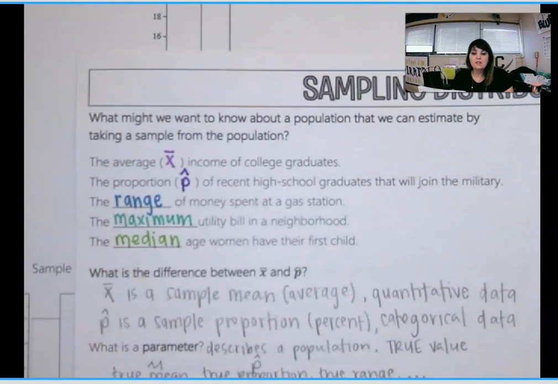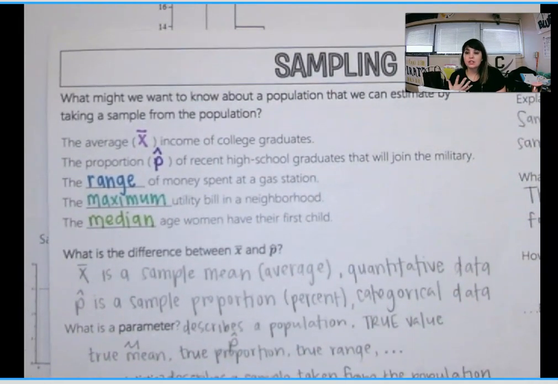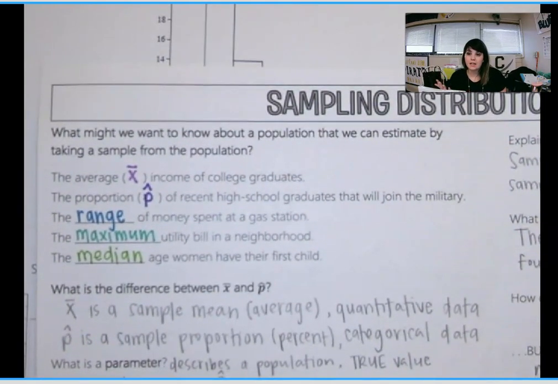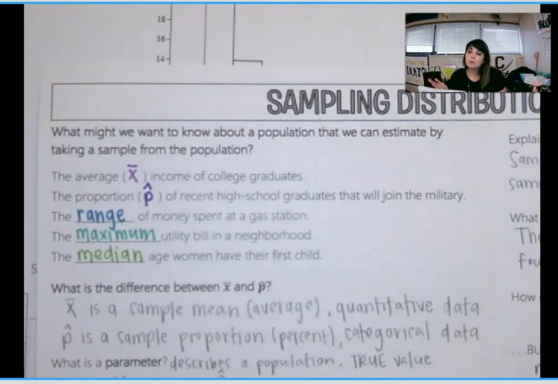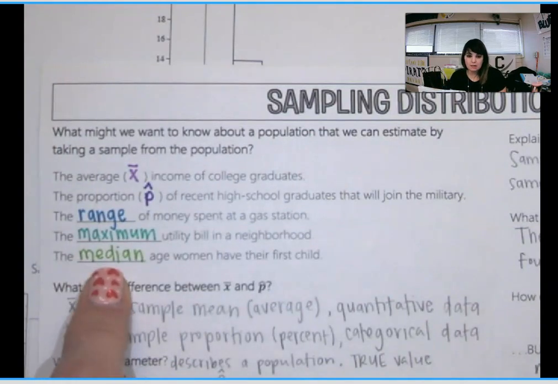Another one may be the median age women have their first child. So like many real life distributions, I would imagine that this distribution is skewed right. I bet you most people have their kids between 20 and 30, and then there are probably some outliers toward 45 and 50. So we probably wouldn't want to know the average age at which women have their first child, because we probably have high outliers and in some cases maybe even low outliers. So instead of using the average, we would want to know the median.